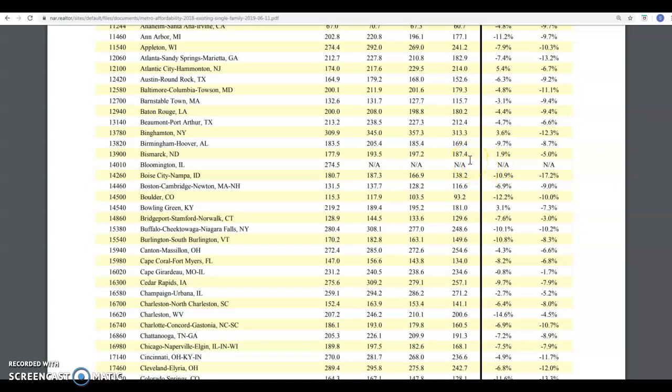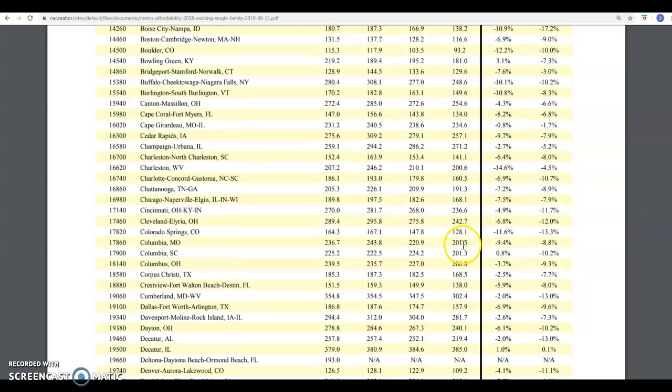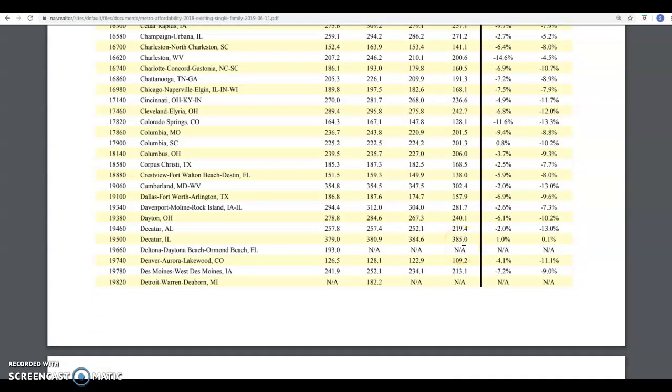Okay. It does get better than that in some areas. If you go to, let's say, Amarillo, Texas, it's 207. So that means the median income is 207% of the qualifying income. In other words, the typical family has twice the income necessary to afford the typical home. And then there's even higher numbers, Birmingham, New York, and you can look through this and find others, but you'll find that San Diego and the big cities in the country are quite expensive.